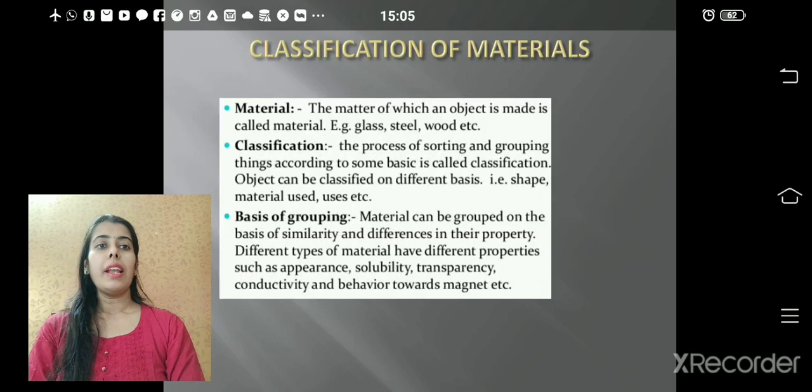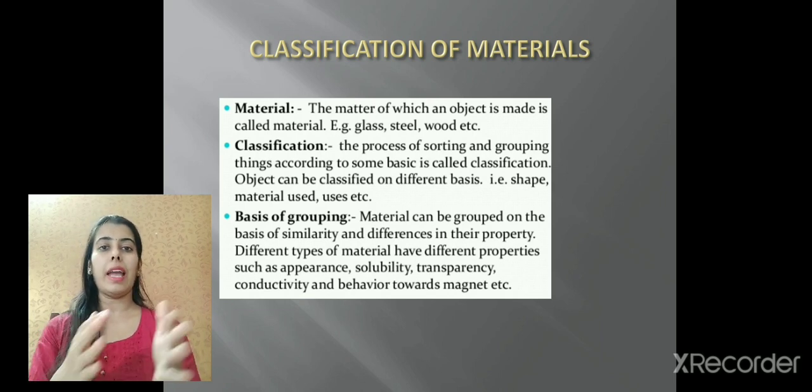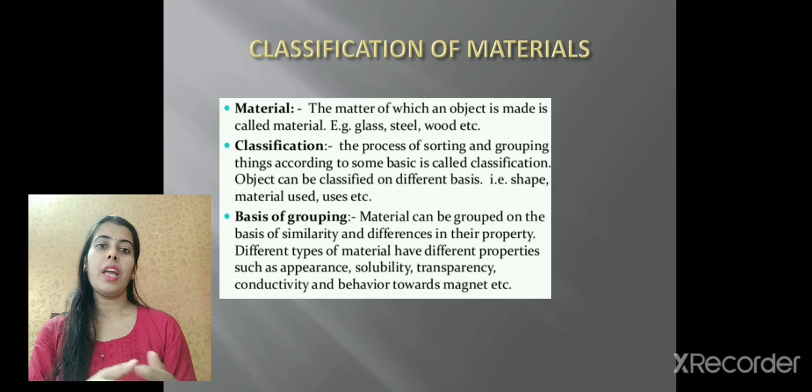So now, classification of materials. Materials could be classified based upon their different properties. And the process of sorting and grouping the things according to some basic property is called classification. So we can categorize the objects based upon their different shape, material used, like we can classify wooden objects separately and metal objects separately, or we could classify them into different uses.